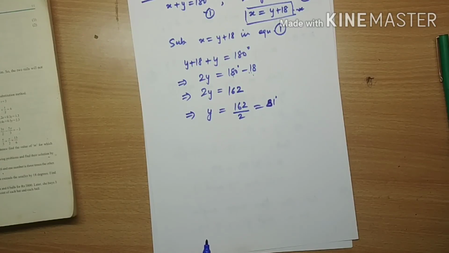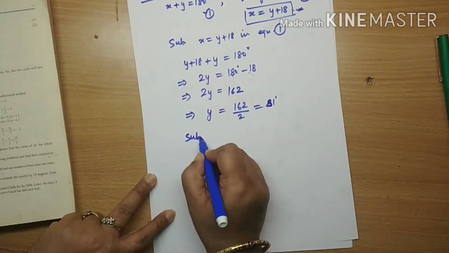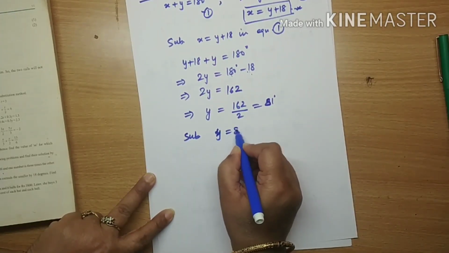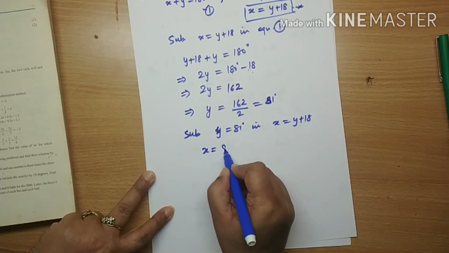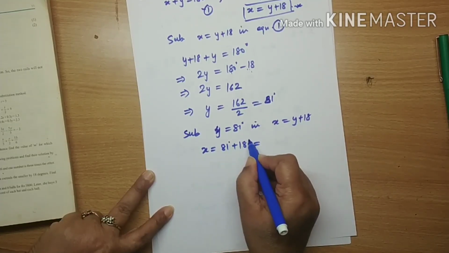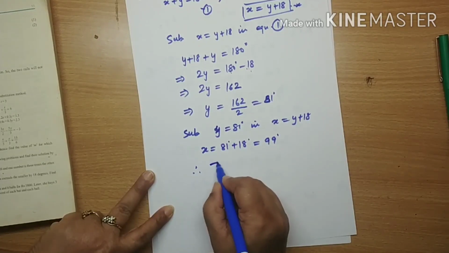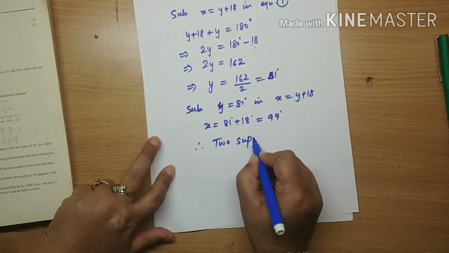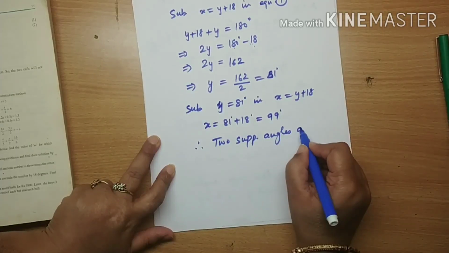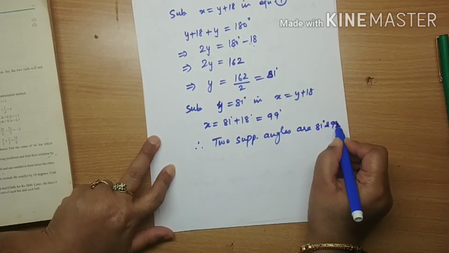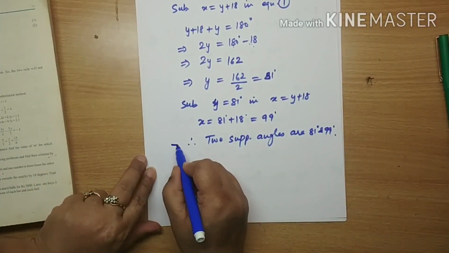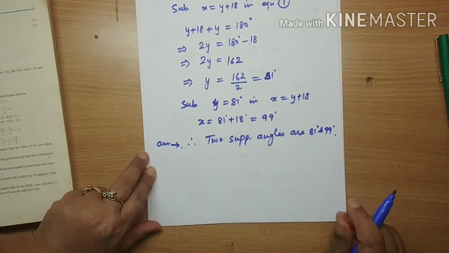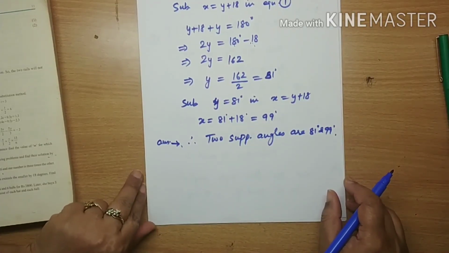Now we need to find, if y is 81, I have to find out x. So substituting y equal to 81 degrees in x is equal to y plus 18, I get x is 81 plus 18, which is 99 degrees. Therefore, the two supplementary angles are 81 degrees and 99 degrees. Students, always remember, in word problems, it is very important to write the answer statement. So the answer should also be in statement form in word problems.